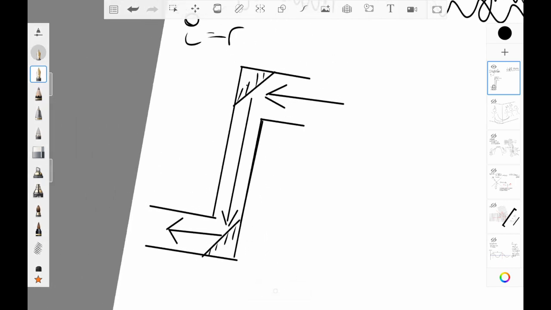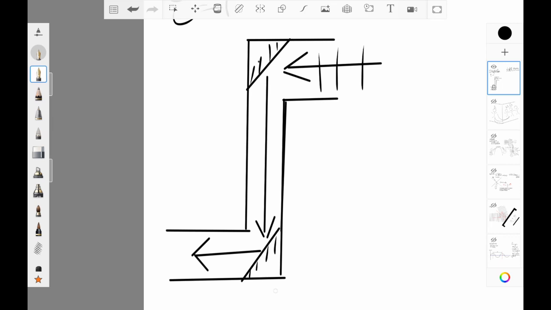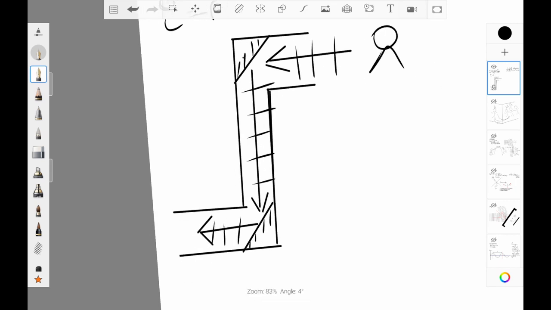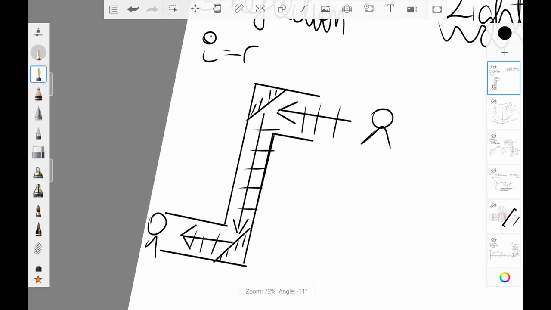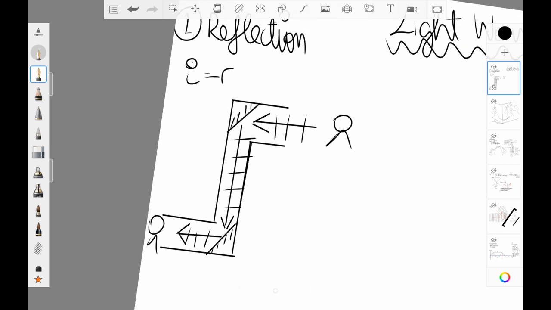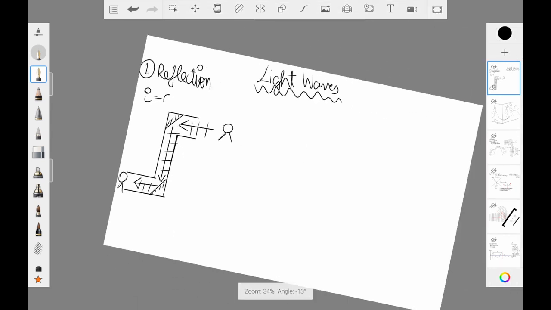And as you can see using the arrows, let's just draw the wavefronts as well. You can see that the light is reflected in a way where if person A is standing here, person B can somewhat view person A. Reflection is a property of light that is used in many cases. It's also used in car side mirrors for obvious reasons, and many other purposes.